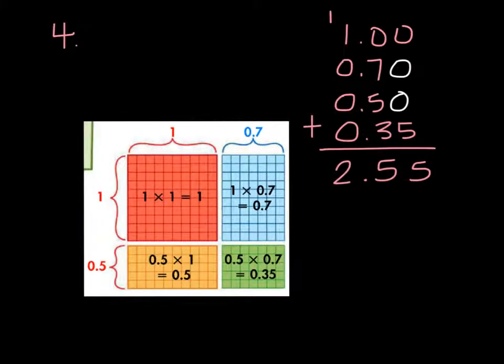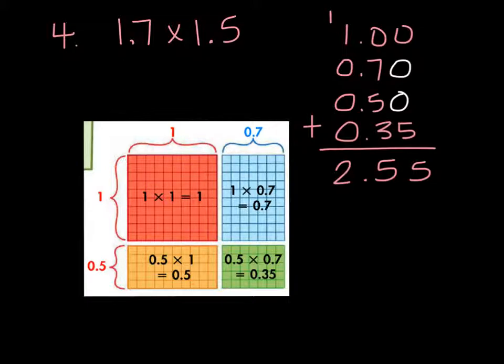So for number 4, you have an area model here, and you can see this is the problem 1 and 7/10 times 1 and 5/10. And then you have 4 partial products here. 1, 7/10, 5/10, and 35/100. So this is kind of a box method like you're used to, except it's just 2 decimal numbers being multiplied.